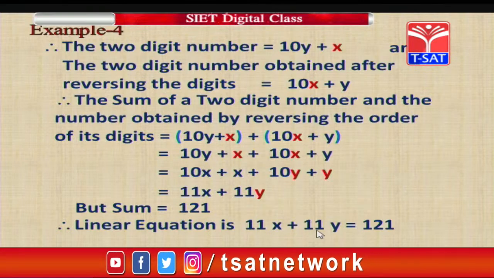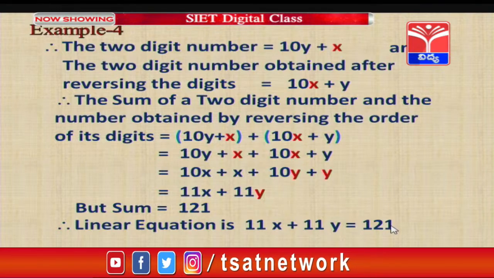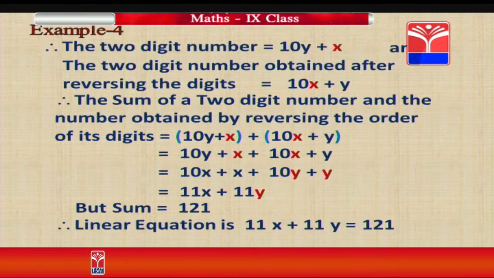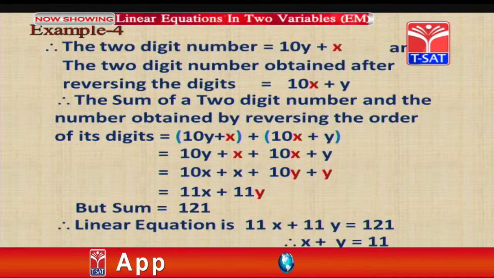Can I take 11 common in them and divide this 121 by 11? If I divide it, what will I get? I will be getting here x plus y is equal to 11.